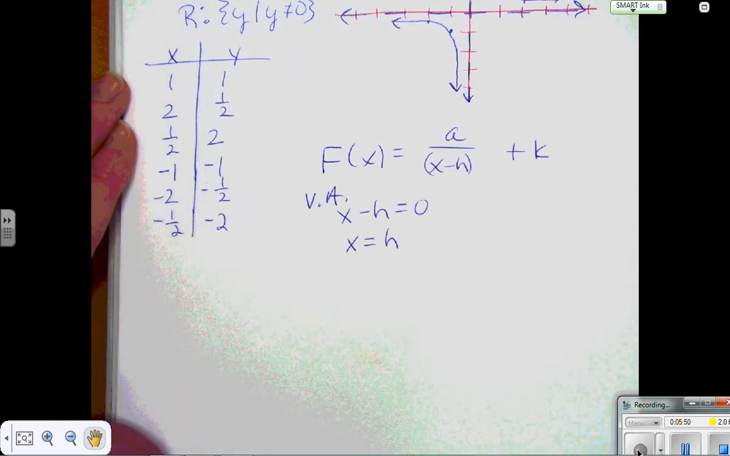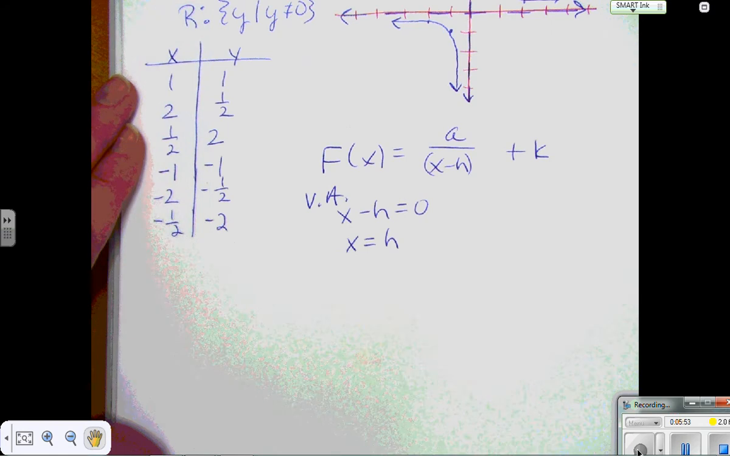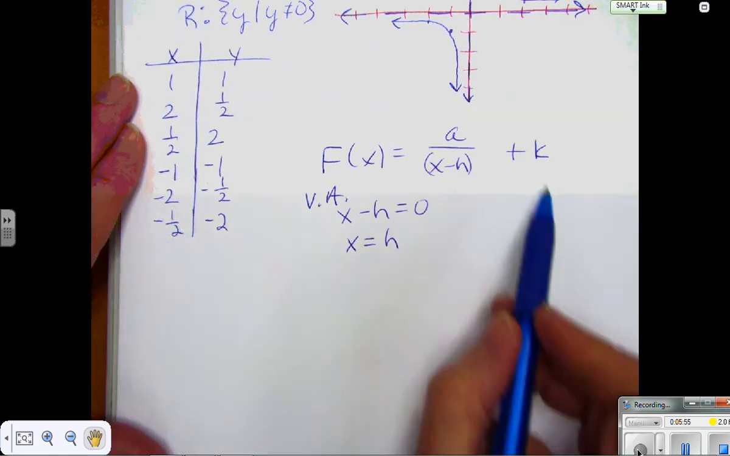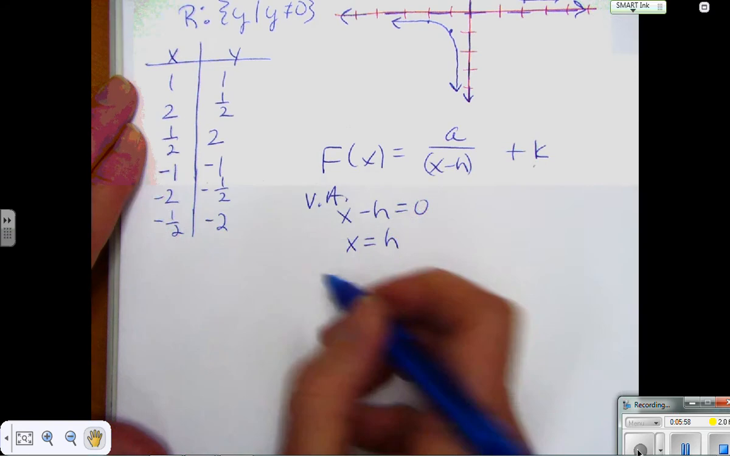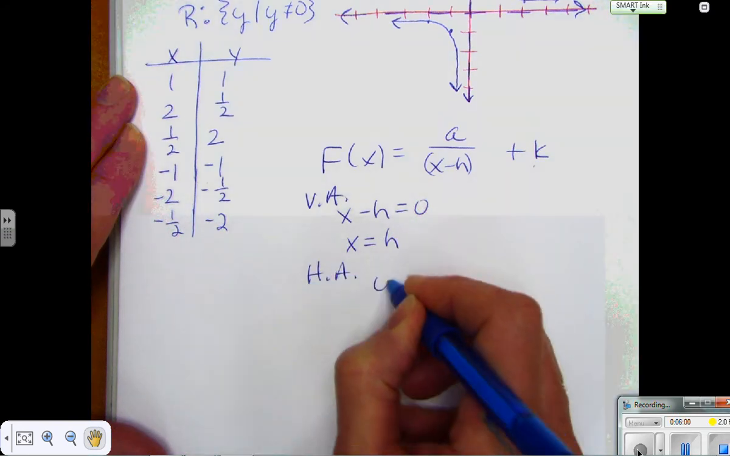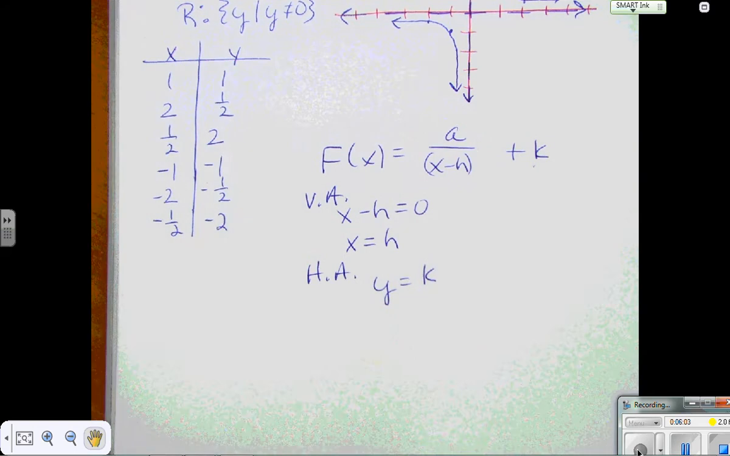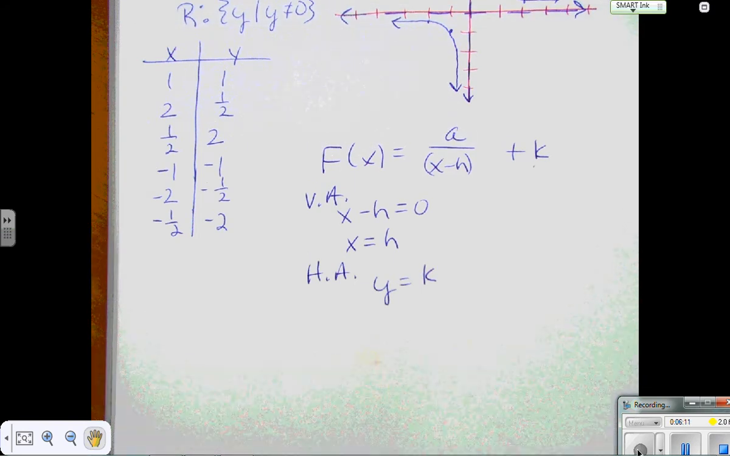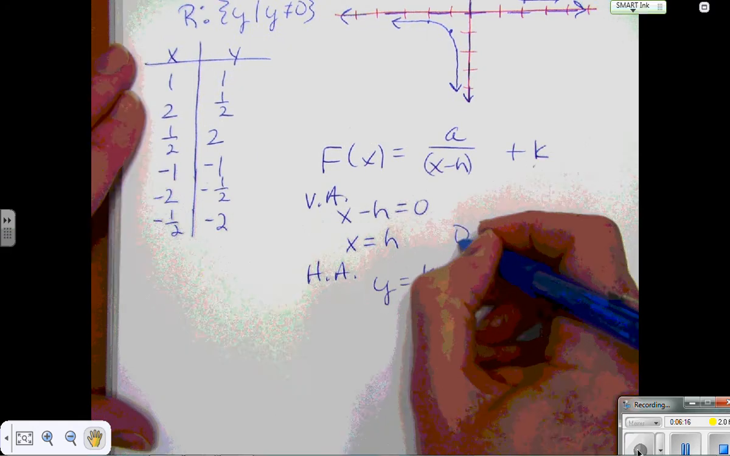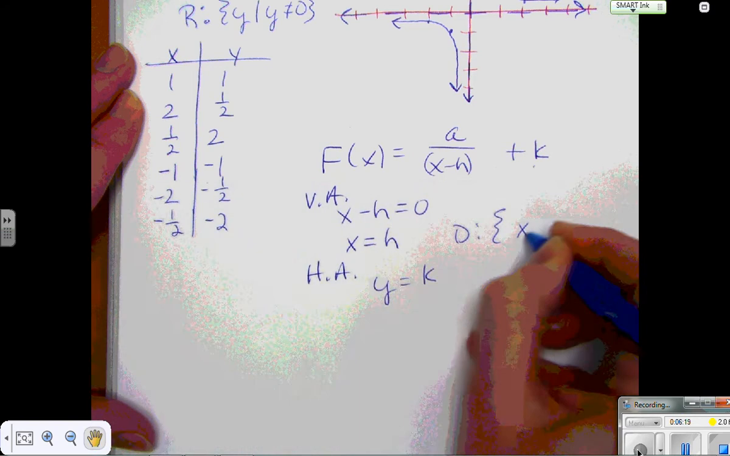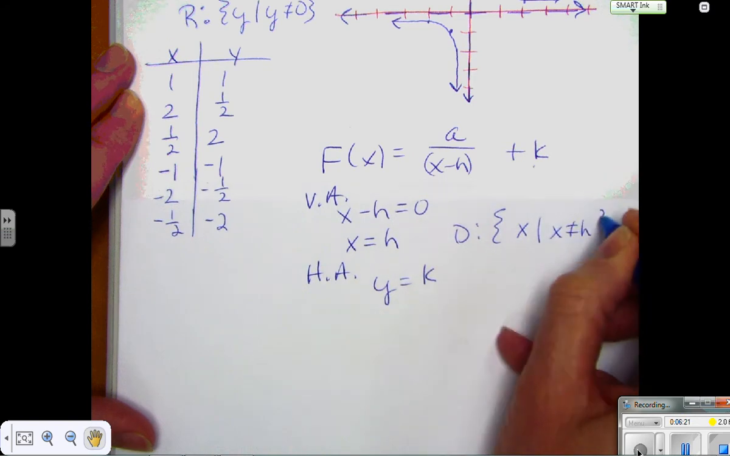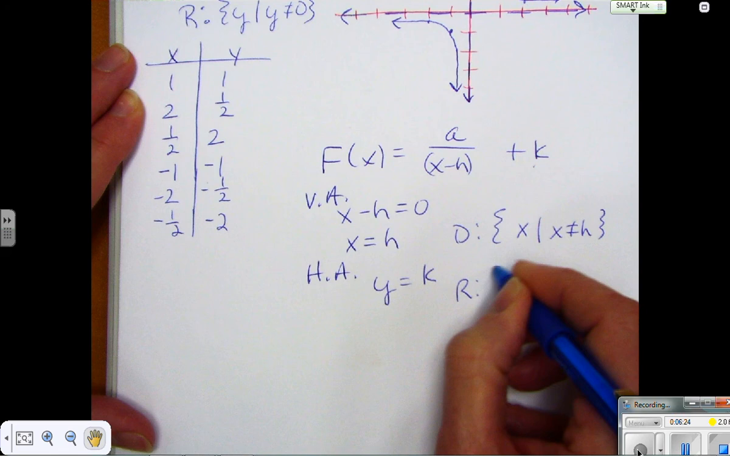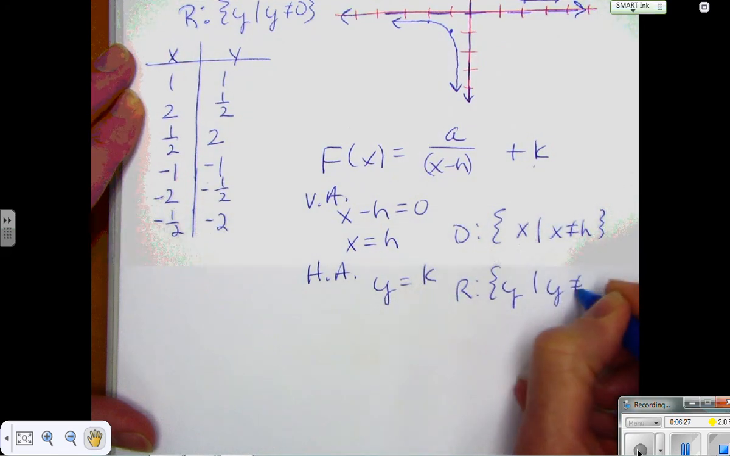Okay, the horizontal asymptote is f of x, or y, equals whatever the k is here. So your horizontal asymptote is going to be y equals whatever that k value is. And that's how your asymptotes get shifted around, and so your graph gets shifted around. Your domain and range restriction is determined by the asymptotes. So for your domain, you'd have all values of x so that x does not equal h. And for the range, you'd have all values of y so that y does not equal k.